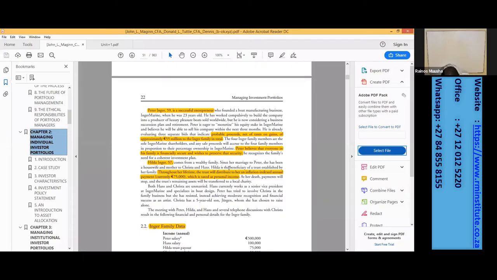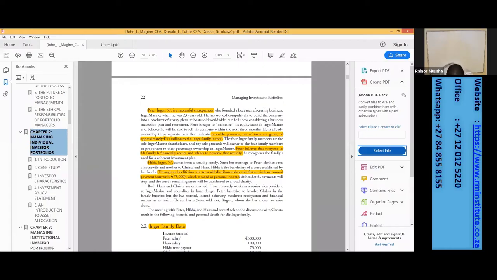So Hilda is the beneficiary of a trust established by her family. Throughout her lifetime, the trust will distribute to her an inflation-indexed annual payment of 75,000 euros, which is taxed at the personal income rate as well. So at her death, payments will stop and the trust's remaining assets will be transferred to a local charity.